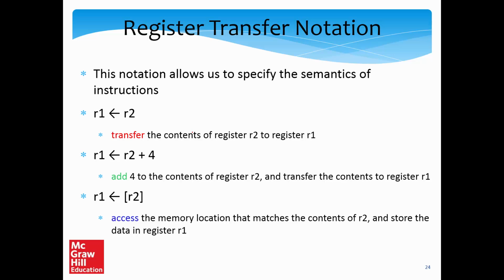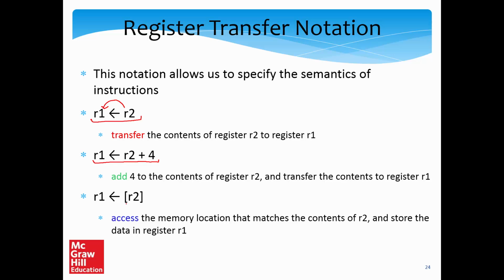Now let's introduce the register transfer notation. We'll actually require it to specify the semantics, the way that our assembly instructions work. Let's take a look at the most basic notation over here: R1, the contents of R2 being assigned to R1. This arrow indicates that the direction of data transfer is from R2 to R1. So this says to transfer the contents of register R2 to register R1. We can have a slightly more complicated representation as well. This representation says to add 4 to the contents of register R2, essentially add an immediate to the contents of register R2, and then transfer the result to register R1.